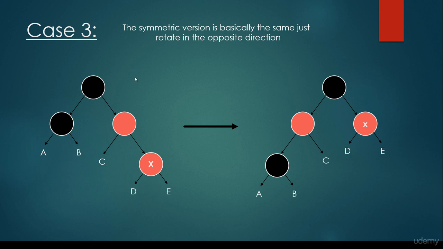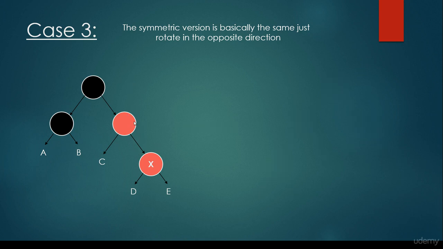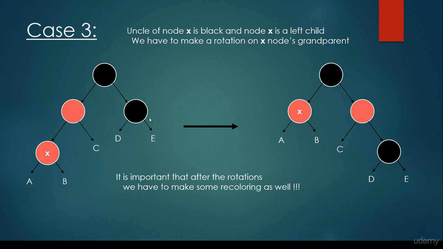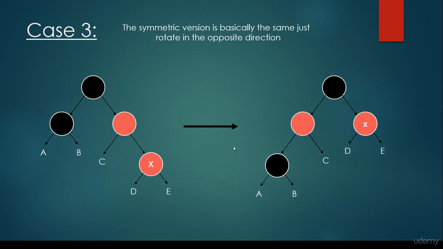What's very important is that in this case, node X is the right child of a right child, or a left child of a left child, and in both cases the uncle, so this node, is a black node. So instead of recoloring, we have to make some rotations, and after the rotations, we just make the recolor phase. And the same is true for the symmetric partner.